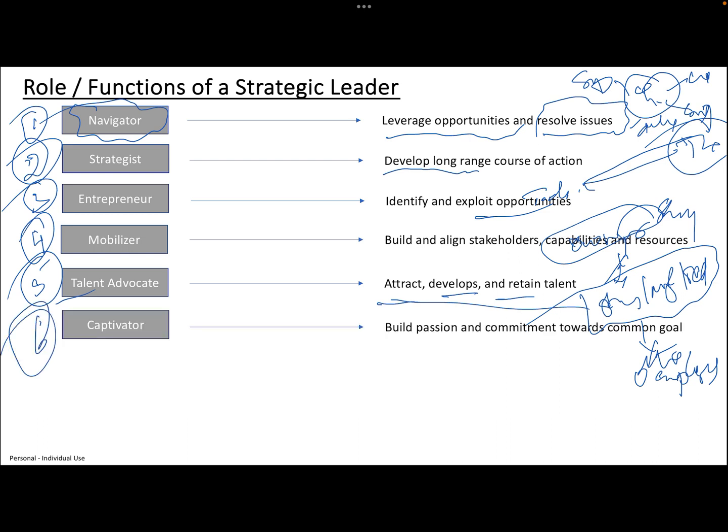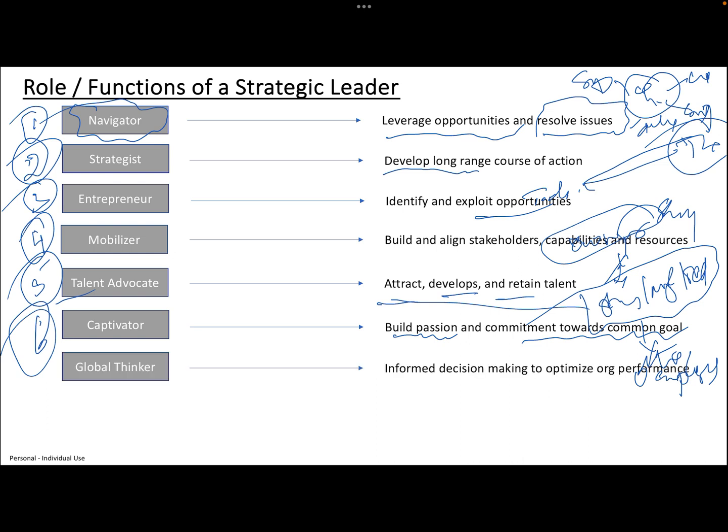Captivator, all good terms, what we are saying here. Navigator, mobilizer, captivator. So what does the captivator do? Captivator makes everyone work towards a common goal with a passion. He builds the passion, he attracts everyone and makes sure that everybody works towards the common goal of the organization.